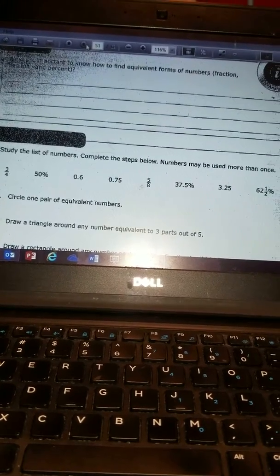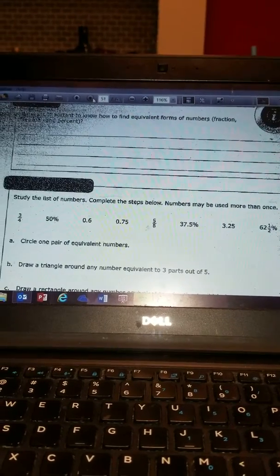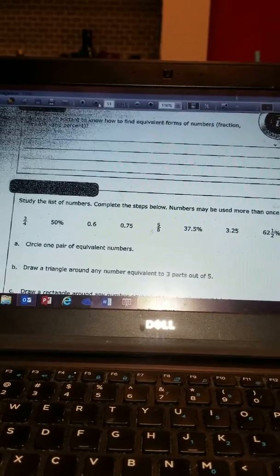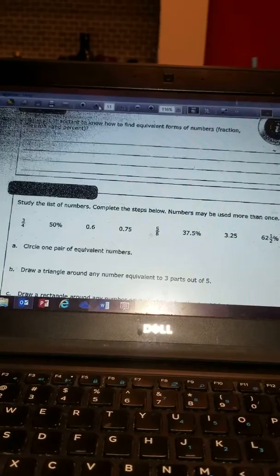So today, to start off our lesson, I want you to discuss with your group members why is it important to know how to find equivalent forms of numbers, fractions, decimals, and percents. I want you to take 2 minutes to discuss it with your group and then write down the answer that you came up with. Teachers, pause the video and give scholars 2 minutes to write down their answer to this question. Why is it important to know how to find equivalent forms of numbers, fractions, decimals, and percents?